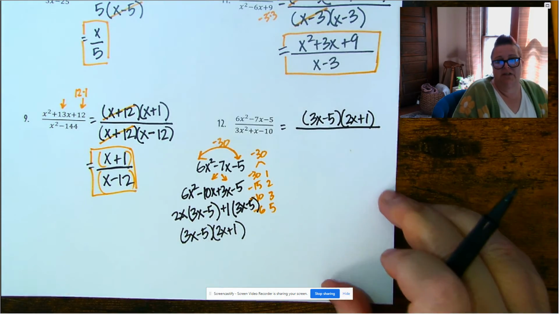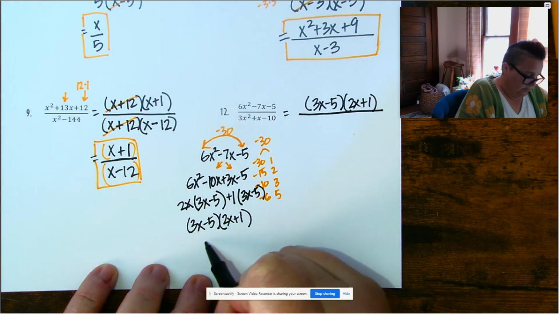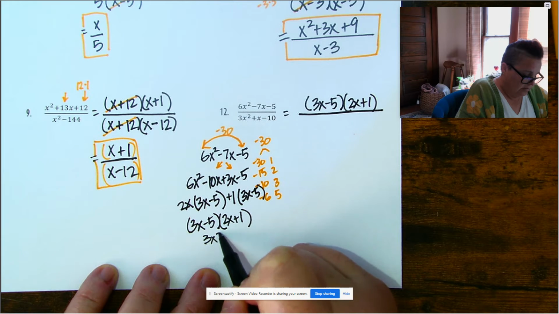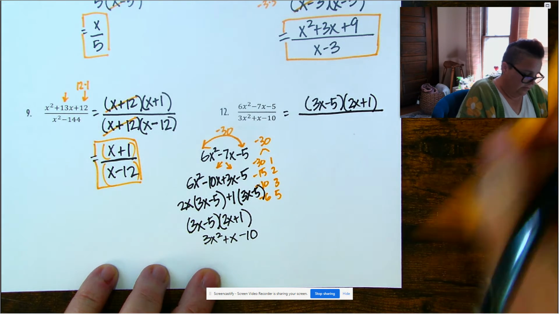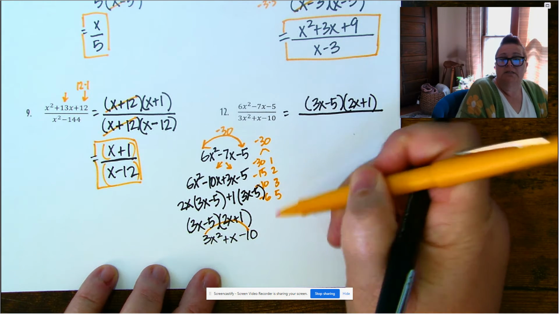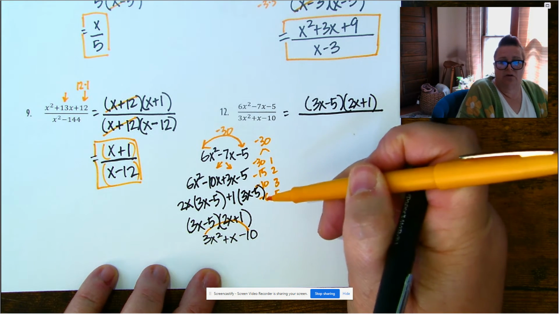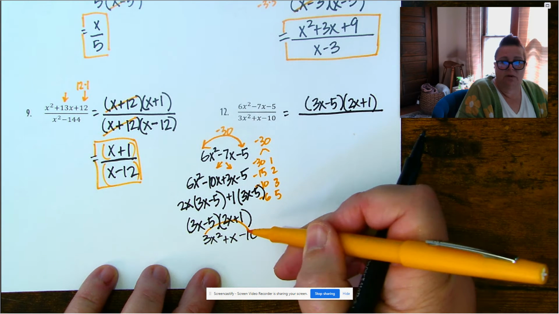And now I need to check the denominator. The denominator is 3x squared plus x minus 10. And if I do first times last on this one, oh, I get a negative 30 again. So that's going to be the same factors. All right, great. But this time I need them to add to a positive 1.